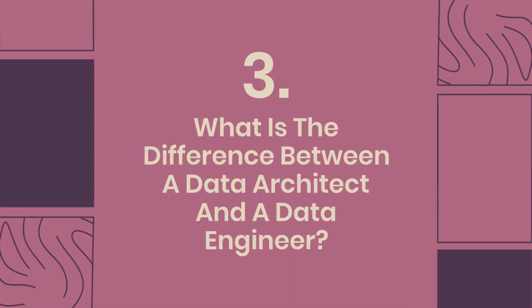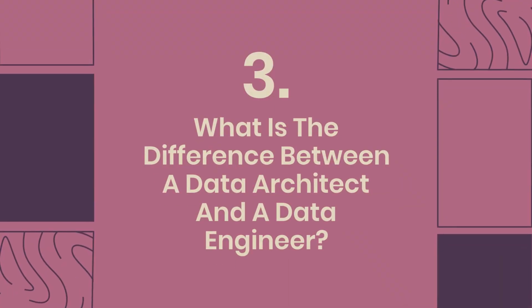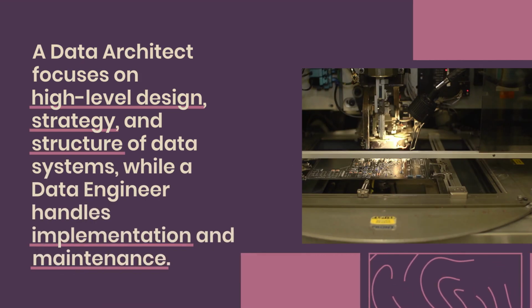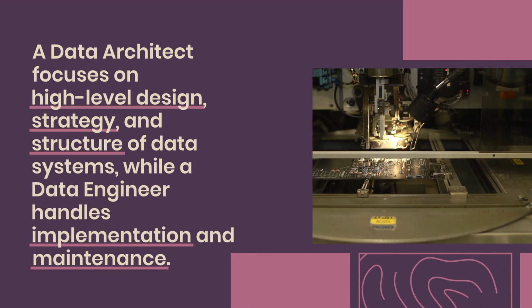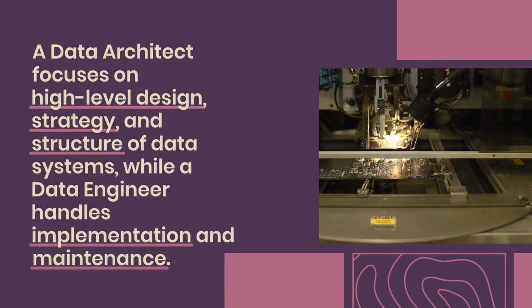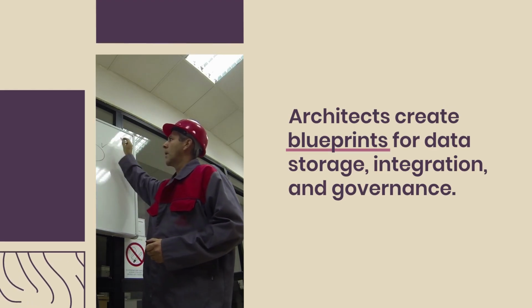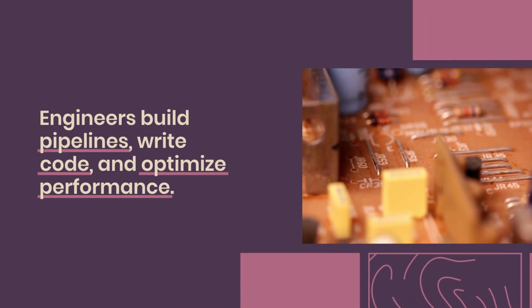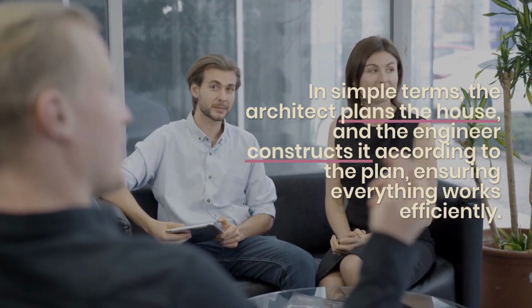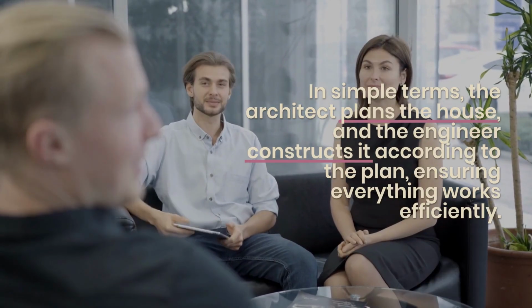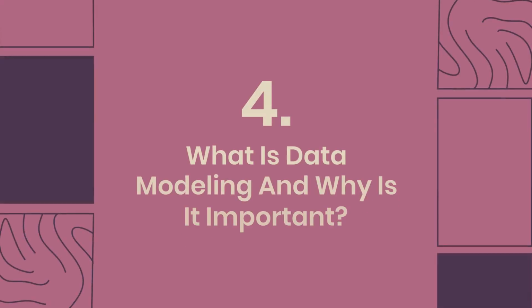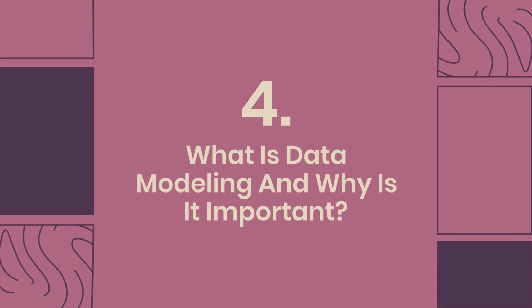3. What is the difference between a data architect and a data engineer? A data architect focuses on high-level design, strategy, and structure of data systems, while a data engineer handles implementation and maintenance. Architects create blueprints for data storage, integration, and governance. Engineers build pipelines, write code, and optimize performance. In simple terms, the architect plans the house, and the engineer constructs it according to the plan, ensuring everything works efficiently.